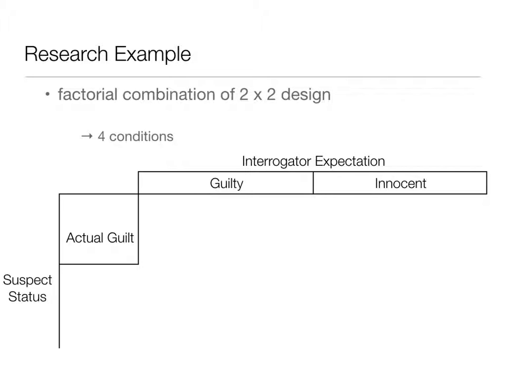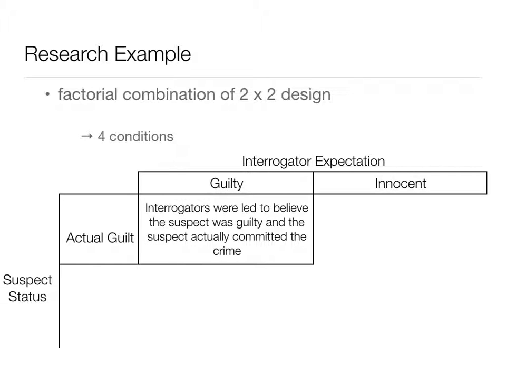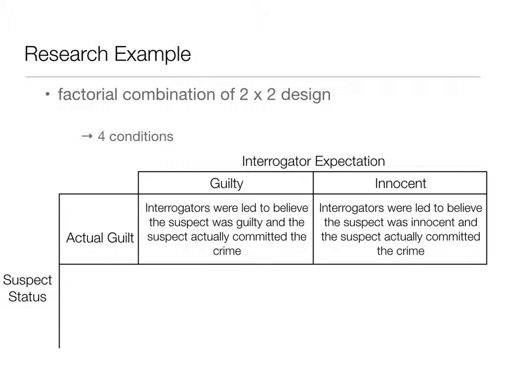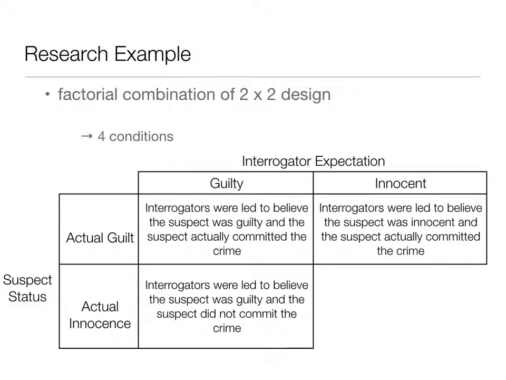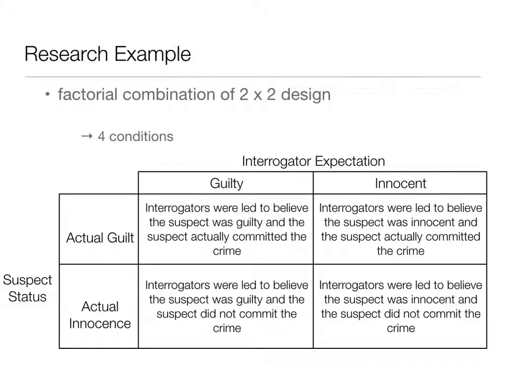Again, we end up with four conditions. In this 2x2 design, when we cross interrogator expectation with suspect status, we have interrogators who were led to believe the suspect was guilty and the suspect actually committed the crime. We also have interrogators who were led to believe the suspect was innocent and the suspect actually committed the crime. We have the suspect status level of actual innocence, where suspects were actually innocent and the interrogators were led to believe that they were guilty. And we have interrogators who were led to believe that the suspect was innocent and the suspect did not commit the crime.